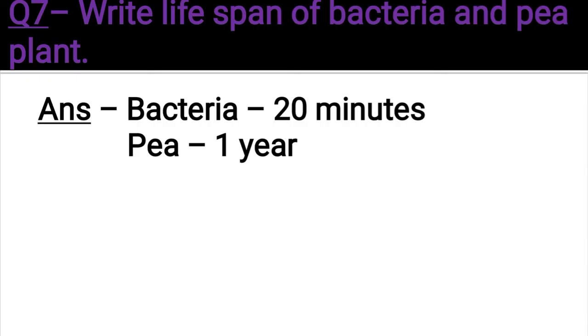The last question is, write lifespan of bacteria and pea plant. So lifespan is the period in which an organism can live, or you can say the total time period between the birth and death of an organism. So lifespan of bacteria is 20 minutes. That means that bacteria lives for 20 minutes, and lifespan of pea plant is 1 year.